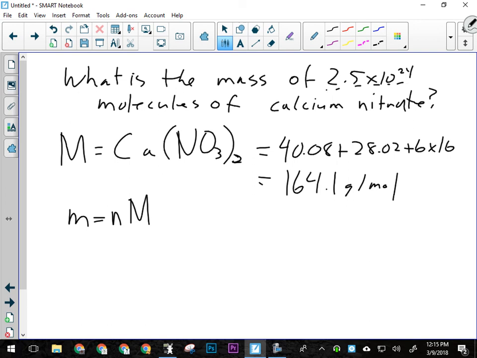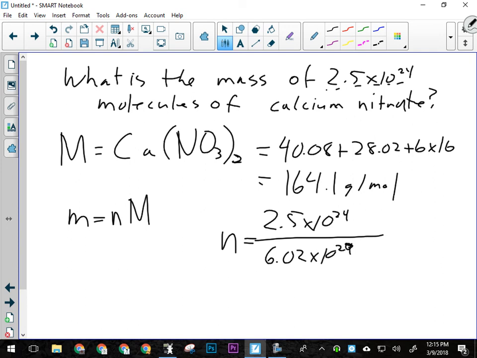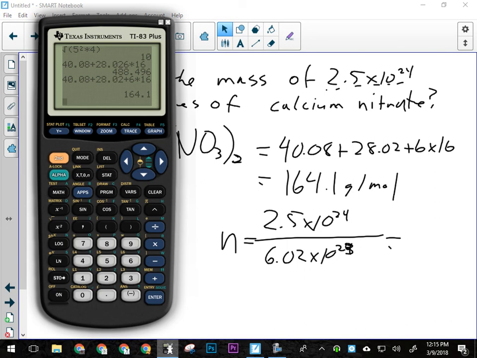Avogadro's number, right. So to get the number of moles, I take the number of molecules I have and divide it by the number in 1 mole, Avogadro's number, 6.02 times 10 to the 23. When I do that, I'll get n. So we have 2.5 E24 divided by 6.02 E23. So we get 4.15 moles. Then we multiply by the molar mass, and we get our mass. So if you're looking for number of moles, then you divide. If you have number of moles, you multiply. Any other questions there, guys?